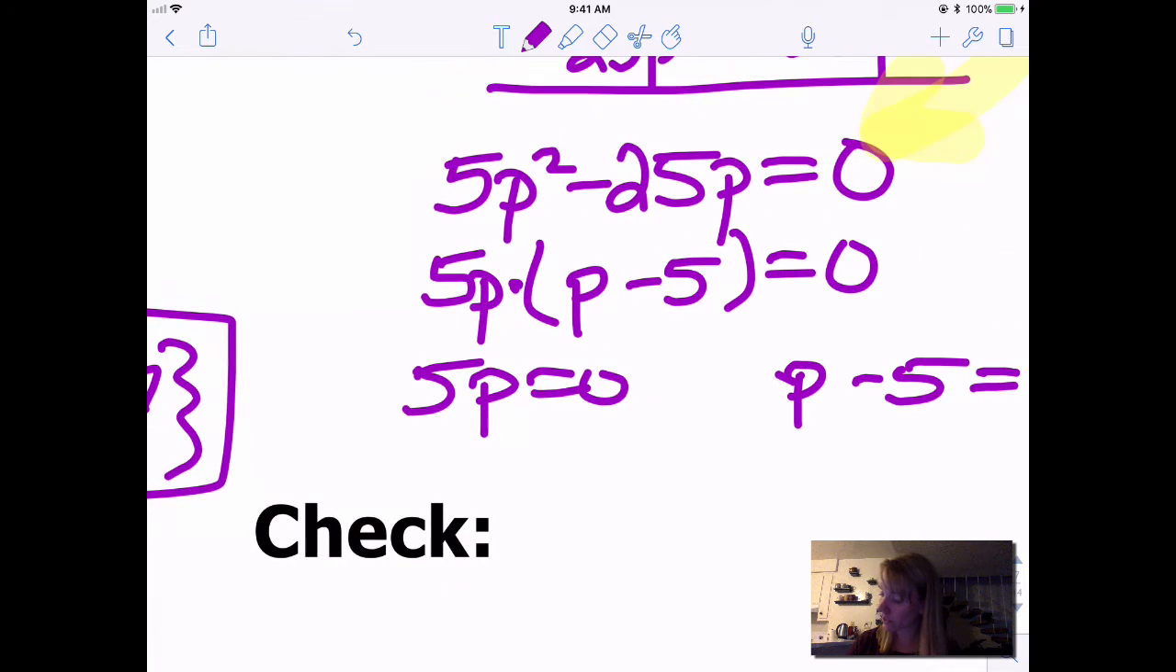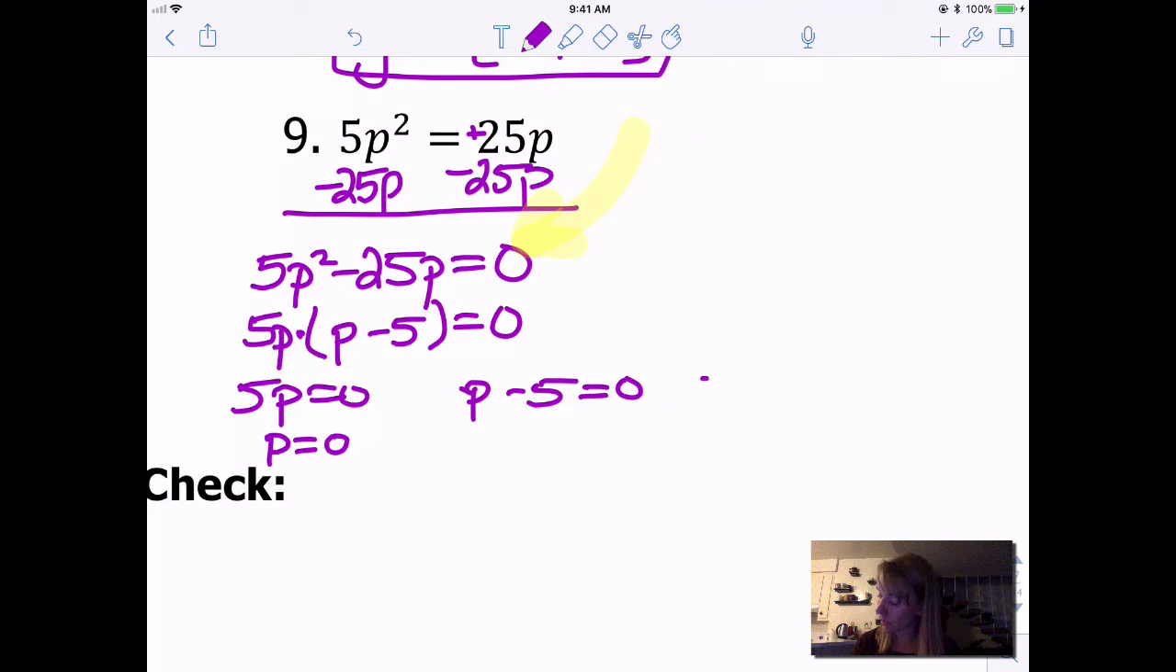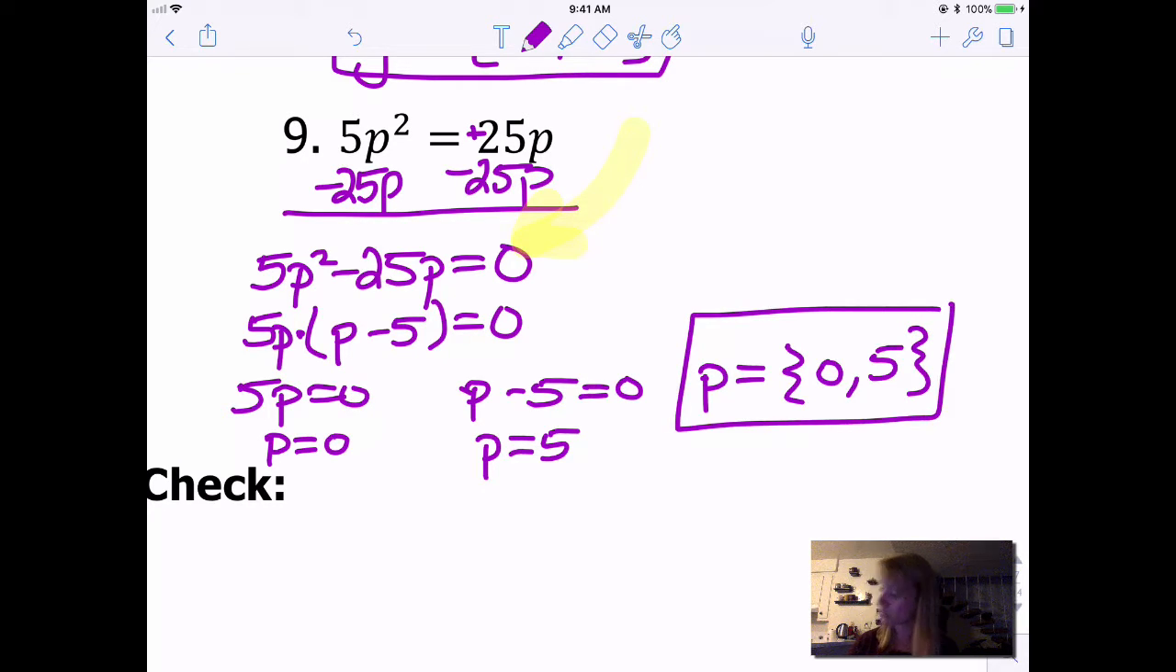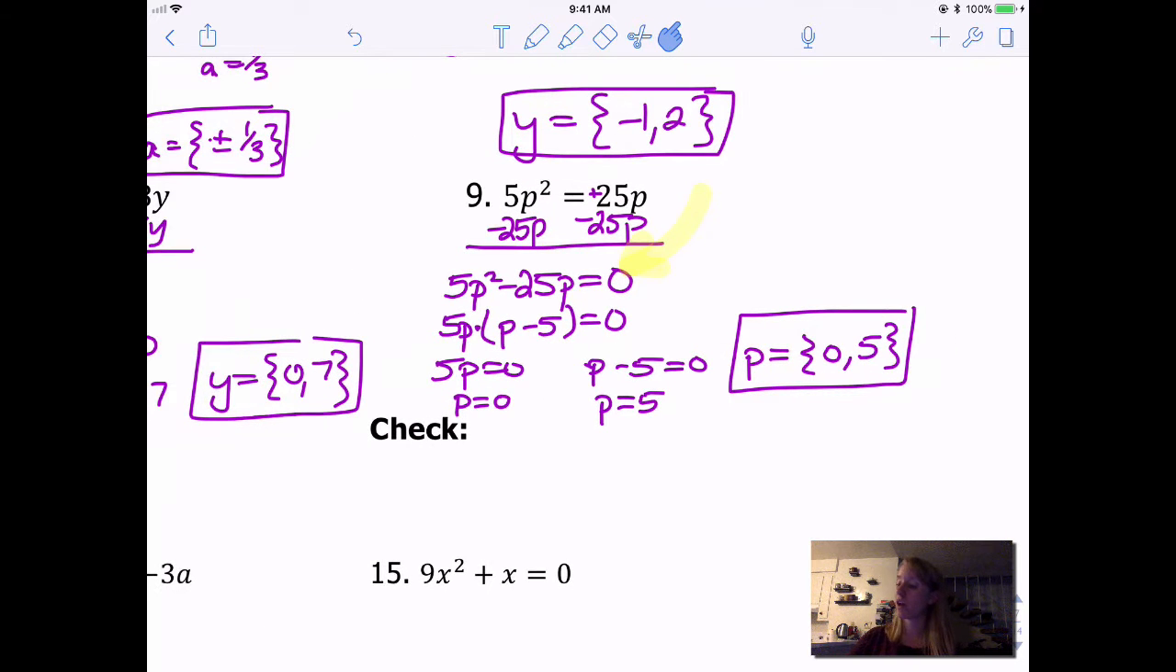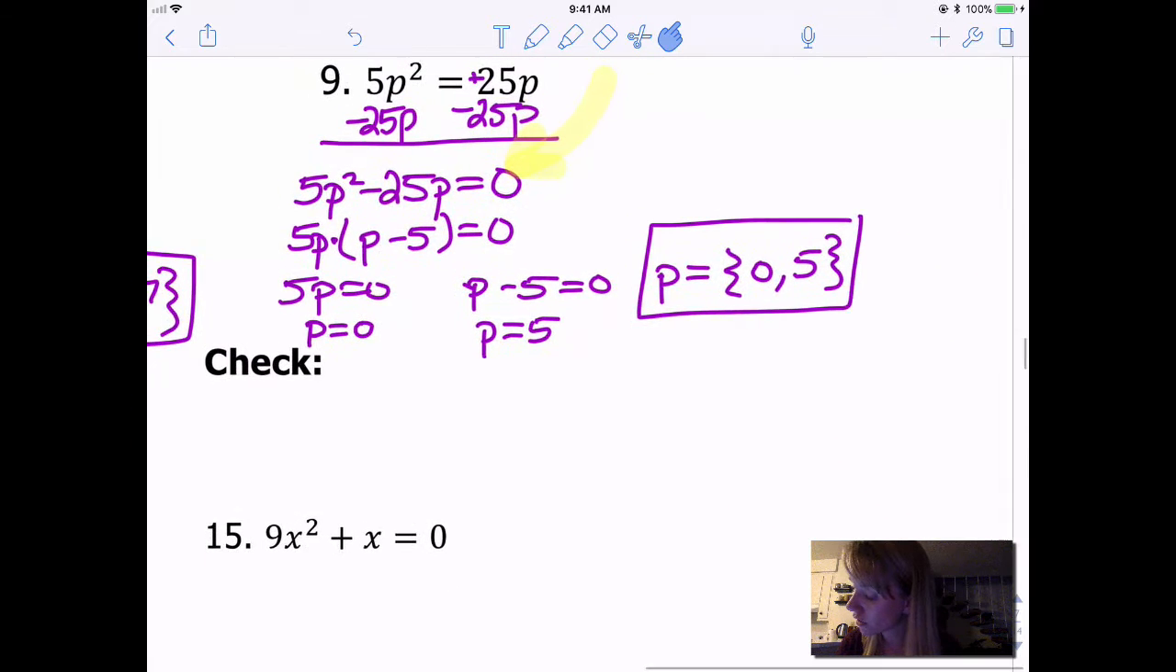We can see in this first one that p is going to equal 0. In the second one, I add 5 to both sides, and p equals 5. So my final answer is p equals 0 or p equals 5. If I really want to check this, I can plug it in to the original, which is going to look like this.